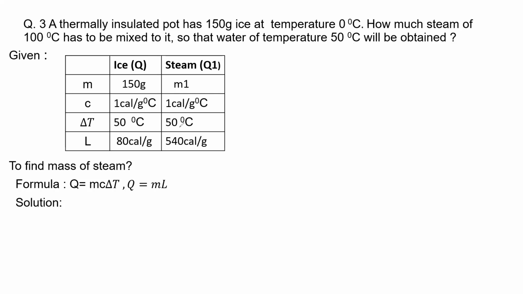Steam initial temperature is 100. It lost heat, so temperature became 50. That is, difference in temperature is 100 minus 50, which is equal to 50. Now, latent heat of ice is given as 80 calorie per gram and of steam is 540 calorie per gram. These are the things given in the question. Now, to find mass of steam, here we have to use both the formulas, Q is equal to mc delta T and Q is equal to mL. So let us start with our solution.